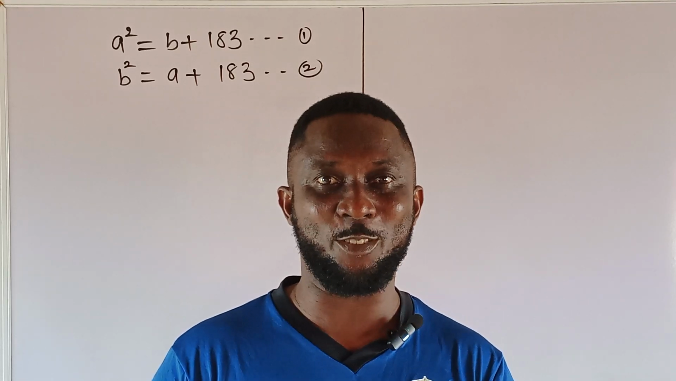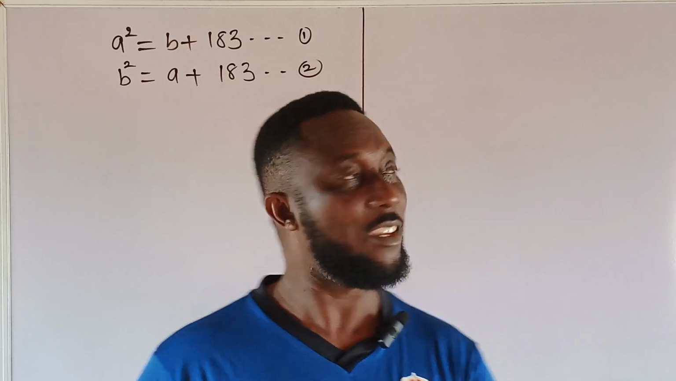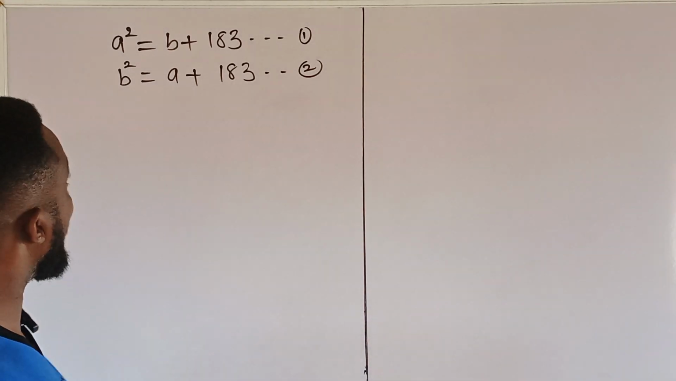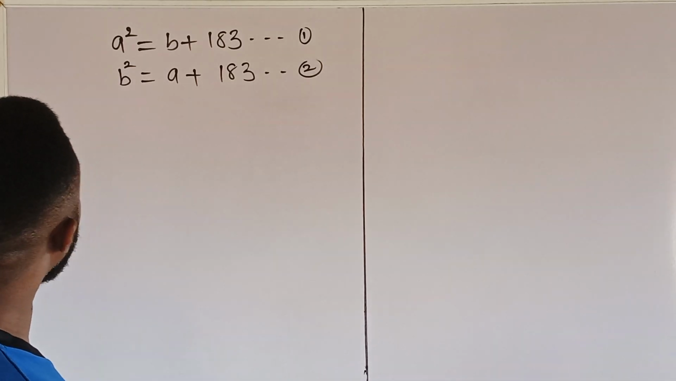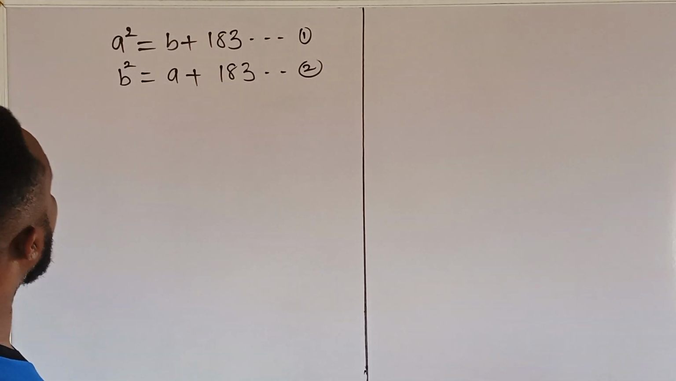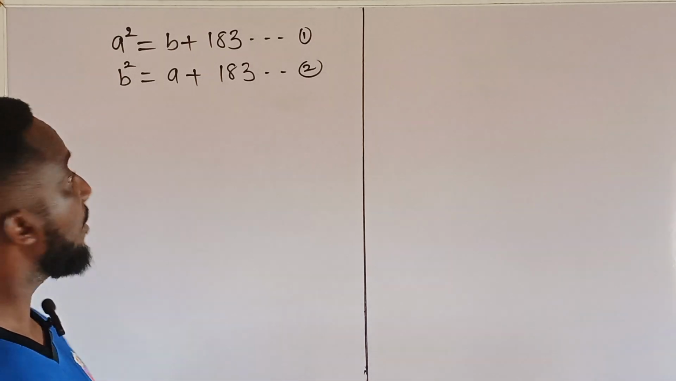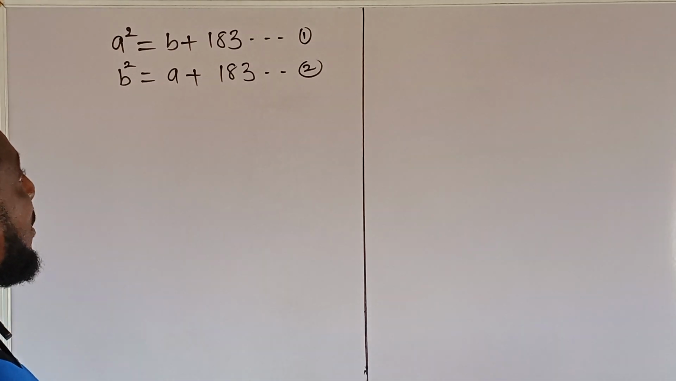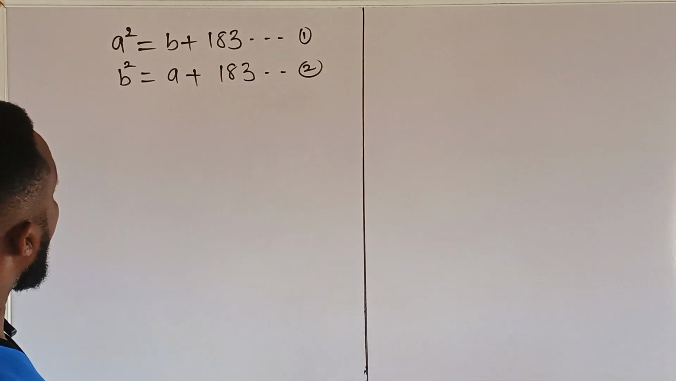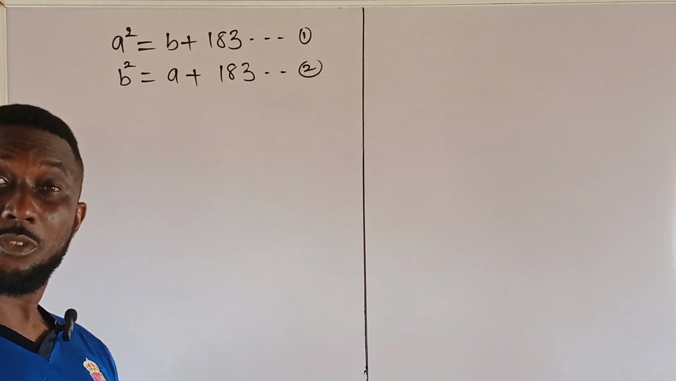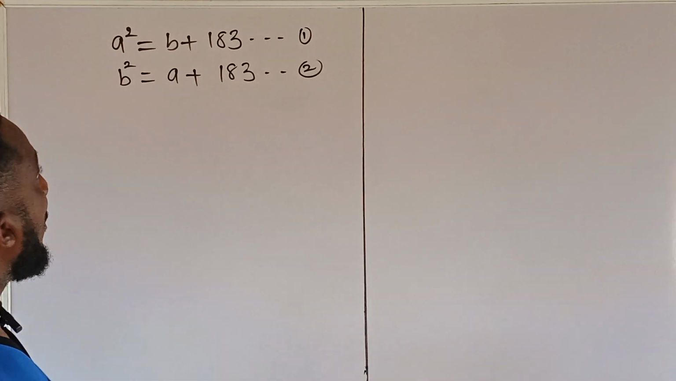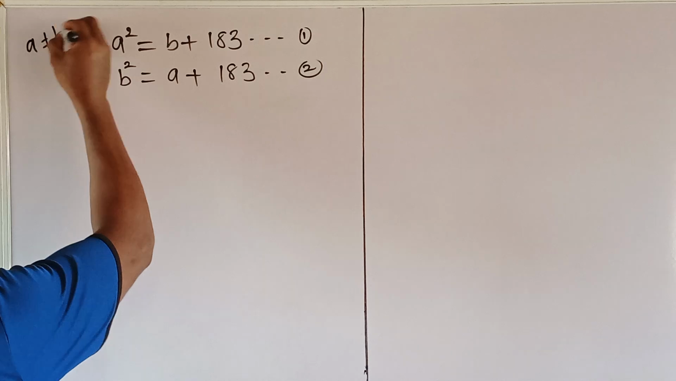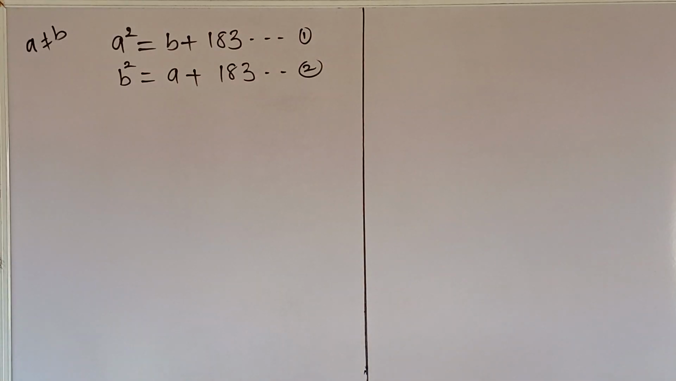Let's quickly work through a solution to the problem on the board together. So I have this nice system of Diophantine equations. A squared equals B plus 183, which is our equation 1. B squared equals A plus 183, which is our equation 2. Now we have to find the integer solutions of A and B where A is not equal to B. So that shall be our guide: A is not equal to B.